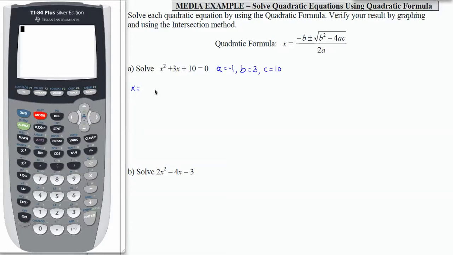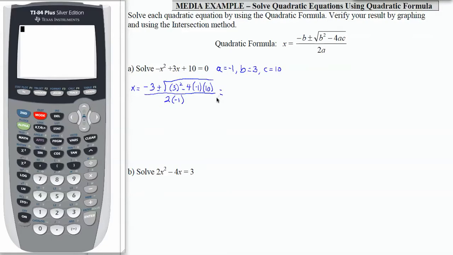So it's negative b plus or minus the square root of b squared minus 4ac over 2a. Let's plug in the values that we have. B is 3, so it's negative 3, plus or minus the square root of, I'm going to put b in parentheses, squared, minus 4 times a, which is negative 1, times c, which is 10. So make sure that all of that is under the square root symbol and that your fraction bar goes all the way across. 2 times a, where a is negative 1, goes on the bottom.